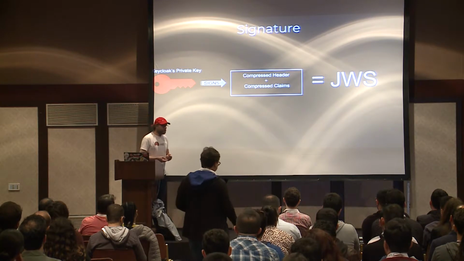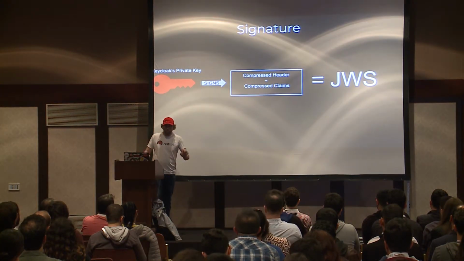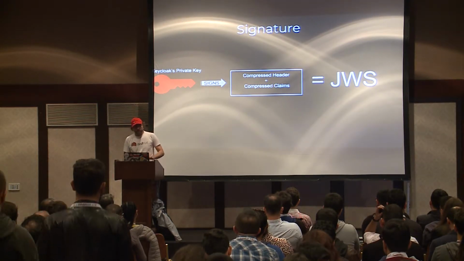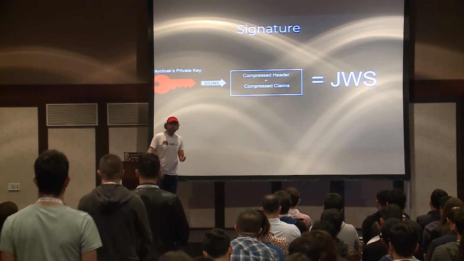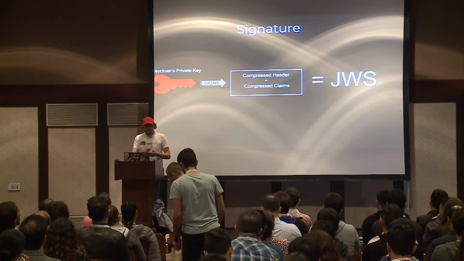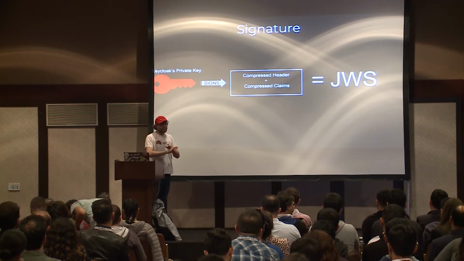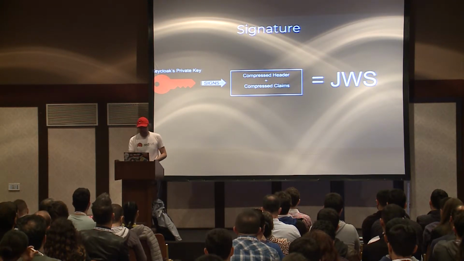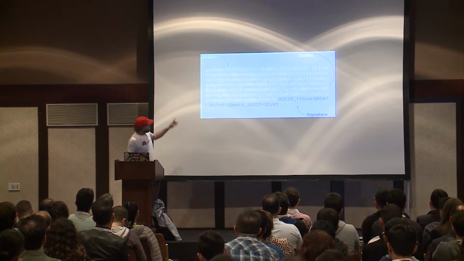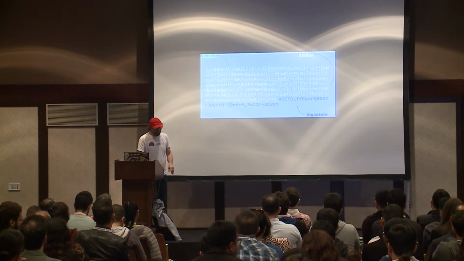The important thing about a JOT is that it is signed. So Keycloak has a private and a public key. It will use its private key to sign the token. So if you change anything to the token, to the claims, the signature won't be valid anymore. That is how a JOT looks like once it's converted to base 64.